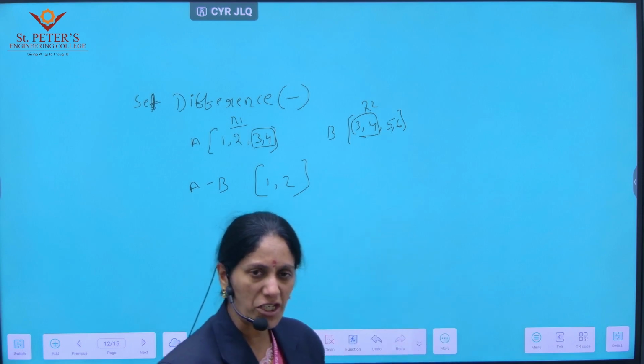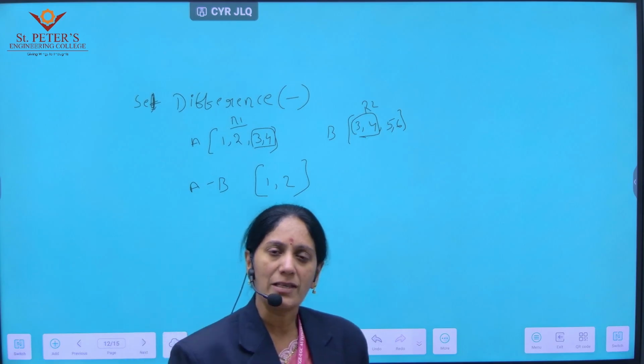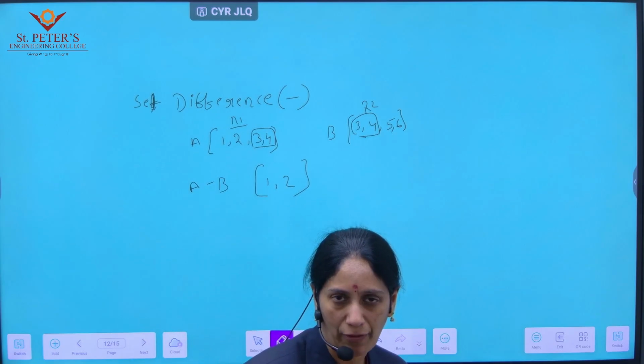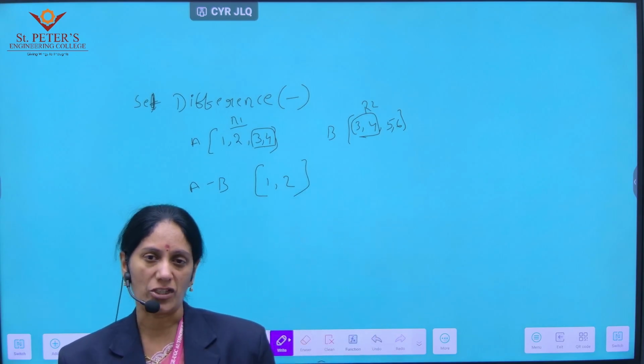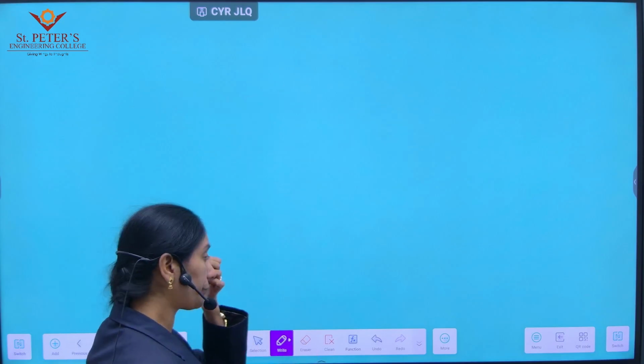What is meant by set difference? Set difference means selecting all values from relation R1 that are not present in relation R2. That is called the set difference operation.